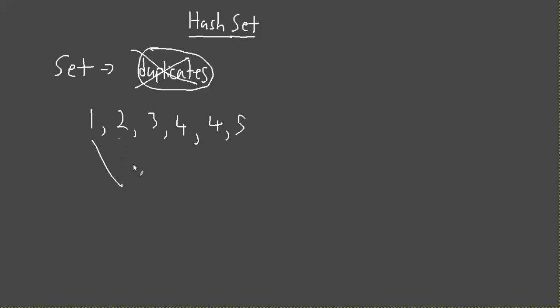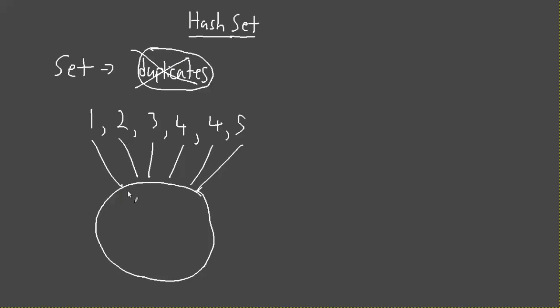If I try to add each and every one of these numbers into a set, let me draw a circle to represent my set, the numbers that will actually be added into the set are just 1, 2, 3, 4, and 5. So in the end, we're only going to have a set that is size 5, whereas the input was 6 in length, right? Because we had 1, 2, 3, 4, 4, 5, which is 6 different numbers. So even though we tried to insert 6 numbers into my set, the set will only contain 5 in the end because there is a duplicate here.